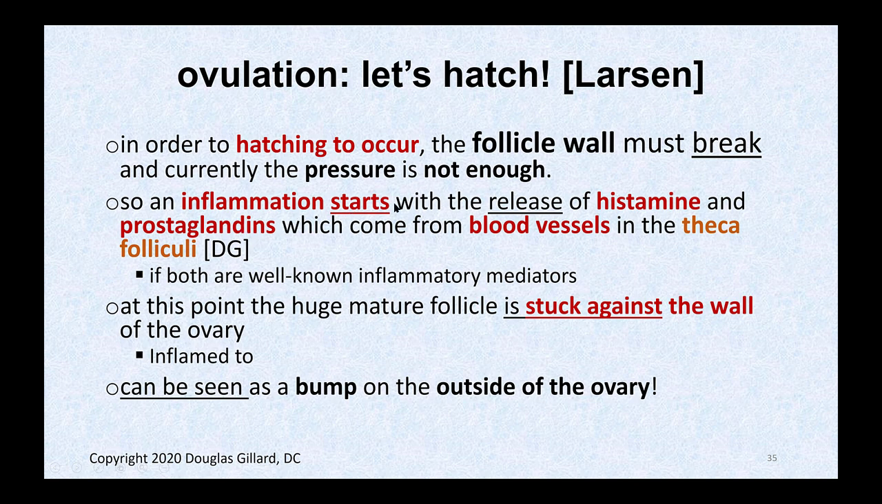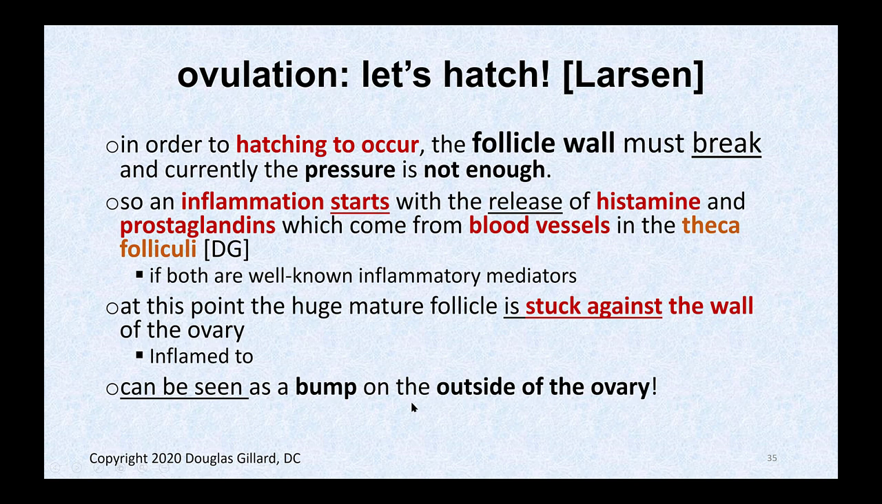And the pressure is helping, but it's not enough. So we need to get an inflammation started, which will damage the wall and weaken it. A bunch of histamine and prostaglandins are released from the blood vessels of that theca folliculi, and that starts to damage the wall of the graafian follicle. It makes it sticky, so it sticks to the inner wall of the ovary because of this inflammation.